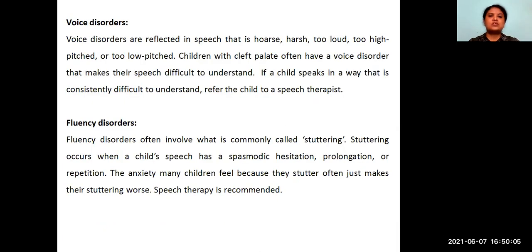Voice disorders are reflected in speech which is harsh, hoarse, too loud, too high pitched, or too low pitched. Children with cleft palate often have a voice disorder that makes their speech difficult to understand. If a child speaks in a way that is consistently difficult to understand, then refer the child to a speech therapist. Fluency disorders often involve what is commonly called stuttering. Stuttering occurs when the child's speech has a spasmodic hesitation, prolongation, or repetition. The anxiety many children feel because they stutter often makes their stuttering worse. Speech therapy is recommended for children who stutter also.